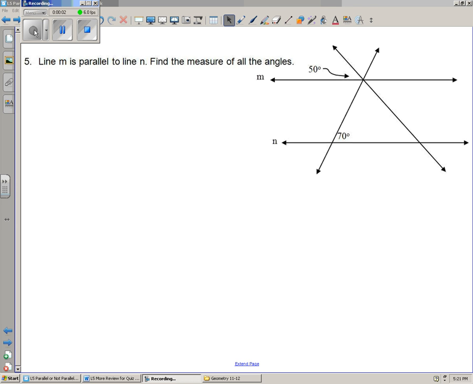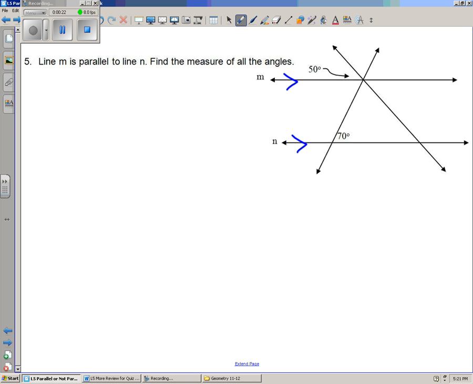Line M is parallel to line N, and they're asking us to find the measure of all the angles that we see. So I'm going to put two arrows, one on each parallel line to denote they're parallel. All right, well, what I'd like to do is, first, let's just ignore the fact that we have parallel lines, and let's see some other angles that we can get.